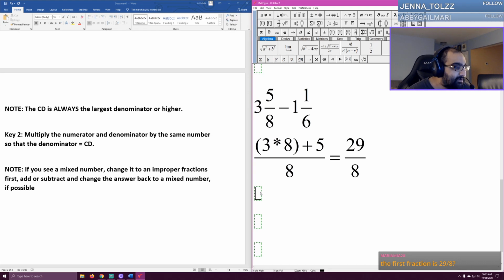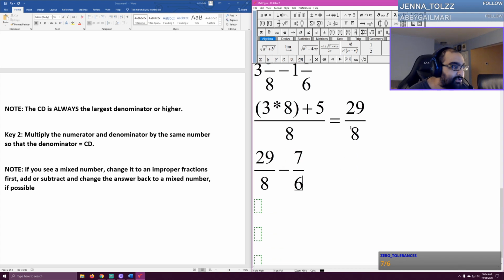All right, and how about 1 and 1/6? What's 1 and 1/6 as an improper fraction? 7/6. Okay, good. That's correct. So what we have here is 29 over 8 minus 7/6. This is what we have so far, just by rewriting both of those mixed numbers.